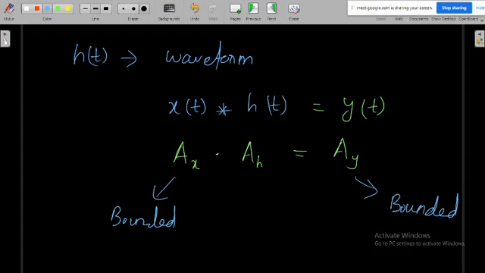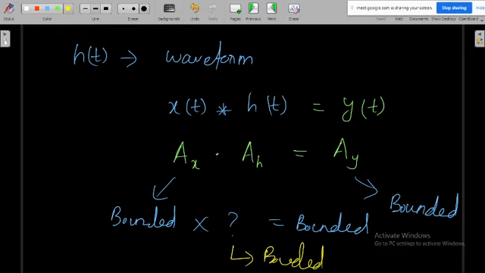Which one is denoting the system? h of t. If we see here, bounded multiplied with what will provide bounded? What should this unknown value be, bounded or unbounded? Bounded. So the unknown value also has to be bounded.